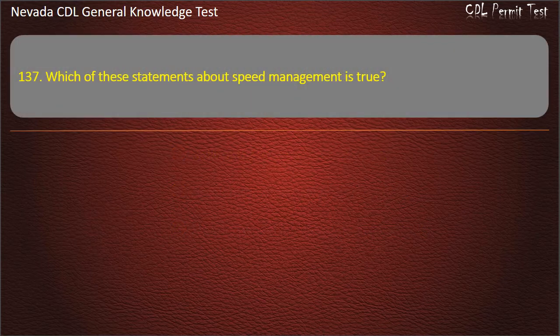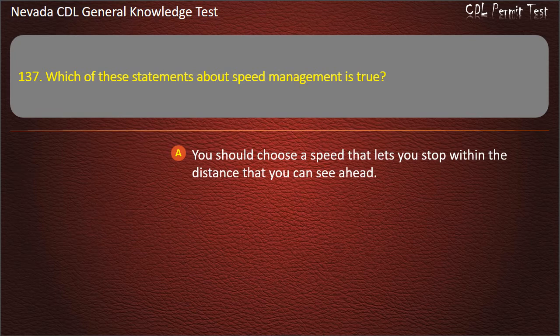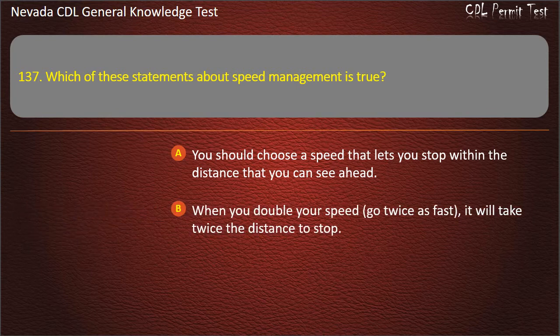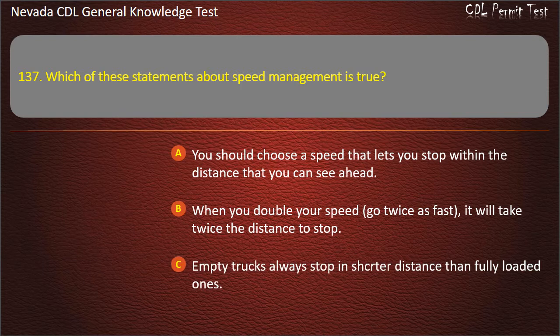Question 137. Which of these statements about speed management is true? You should choose a speed that lets you stop within the distance that you can see ahead. When you double your speed, go twice as fast, it will take twice the distance to stop. Empty trucks always stop in shorter distance than fully loaded ones. Answer. You should choose a speed that lets you stop within the distance that you can see ahead.